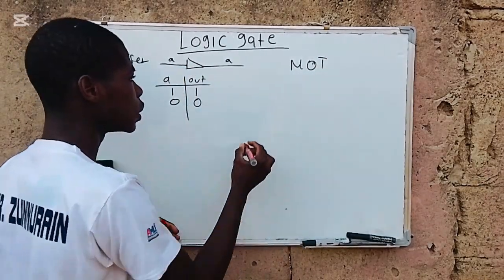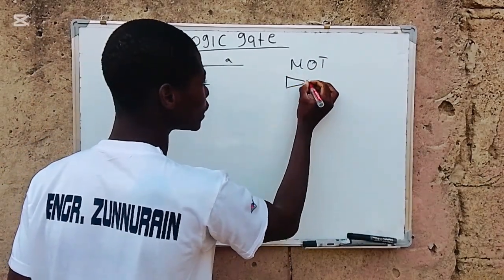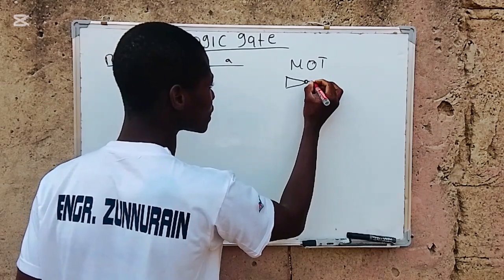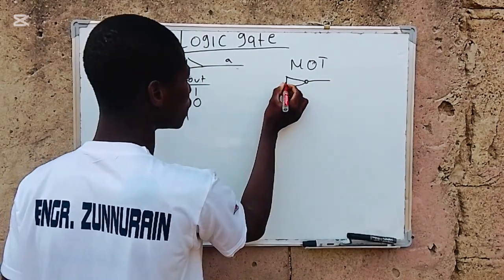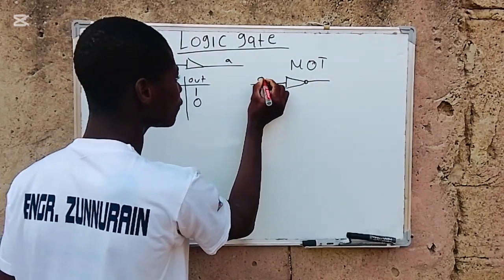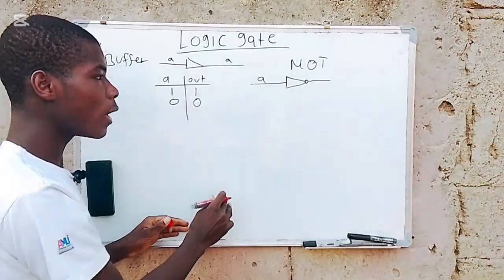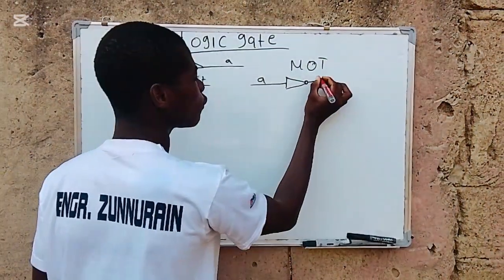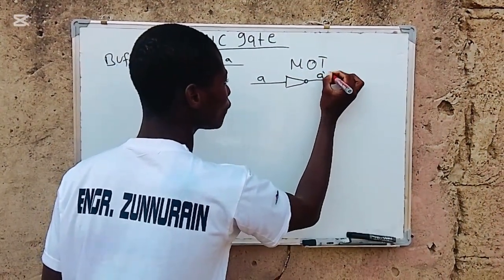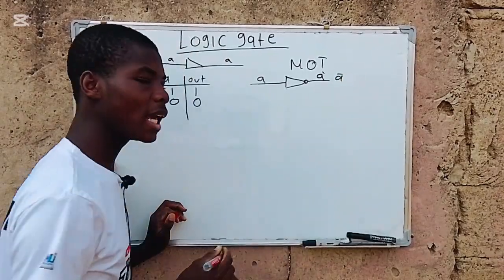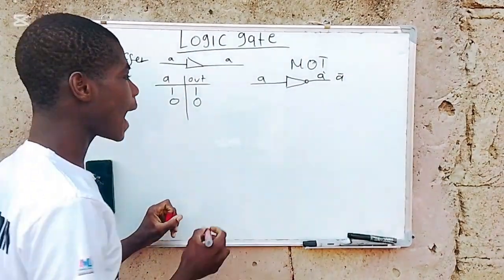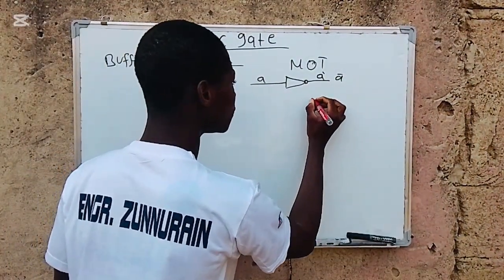What is the symbol of NOT? NOT is like the buffer, but it has a small circle like this, and this is the output. Whenever the input is A, the output will be A complement.